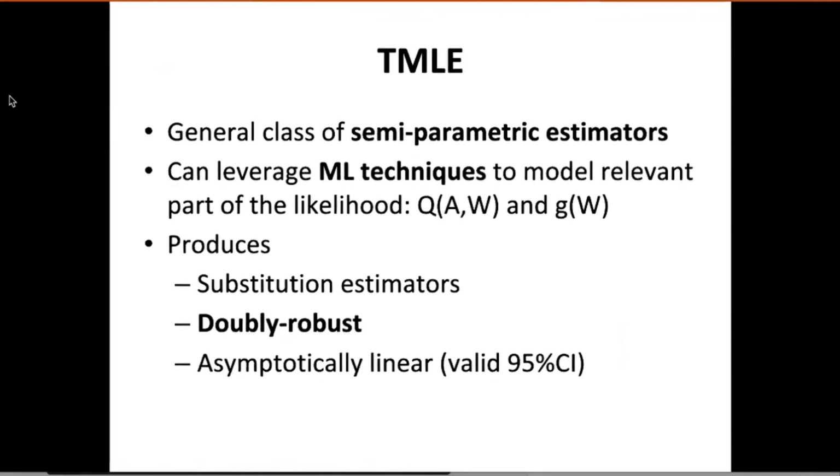Even though you're using a data-adaptive technique to model some specific part of the likelihood, you're still able to obtain an asymptotically linear estimator at the end, which also has the nice property of being a substitution estimator and of being doubly robust. Next slide.